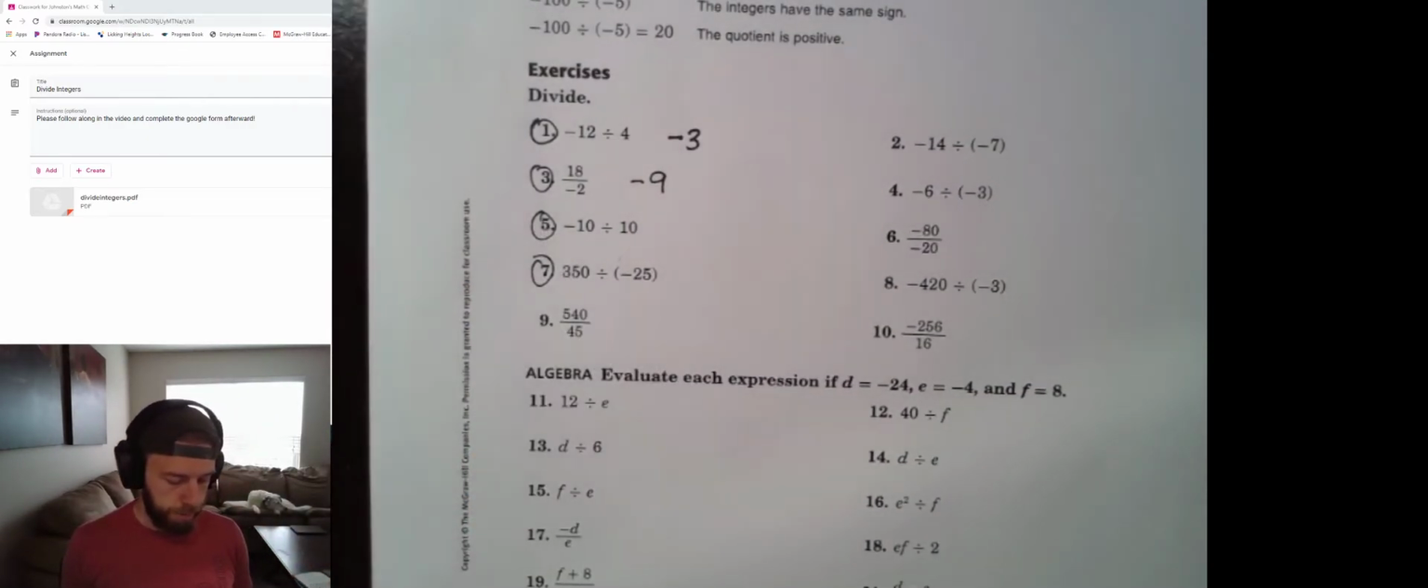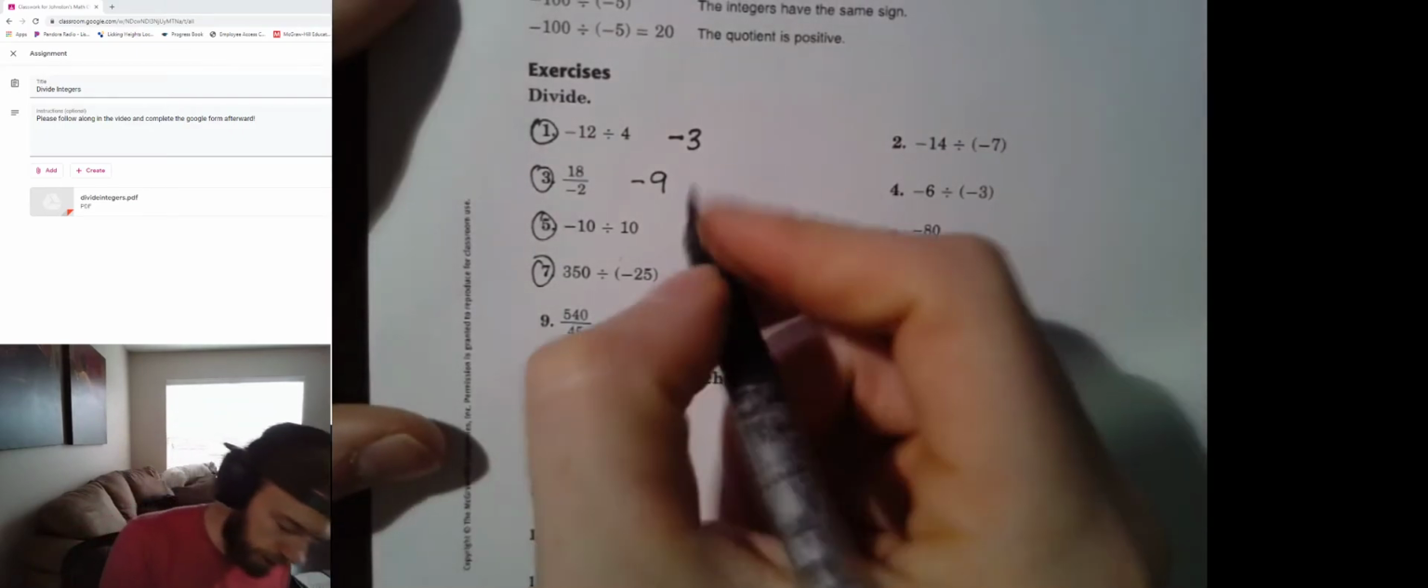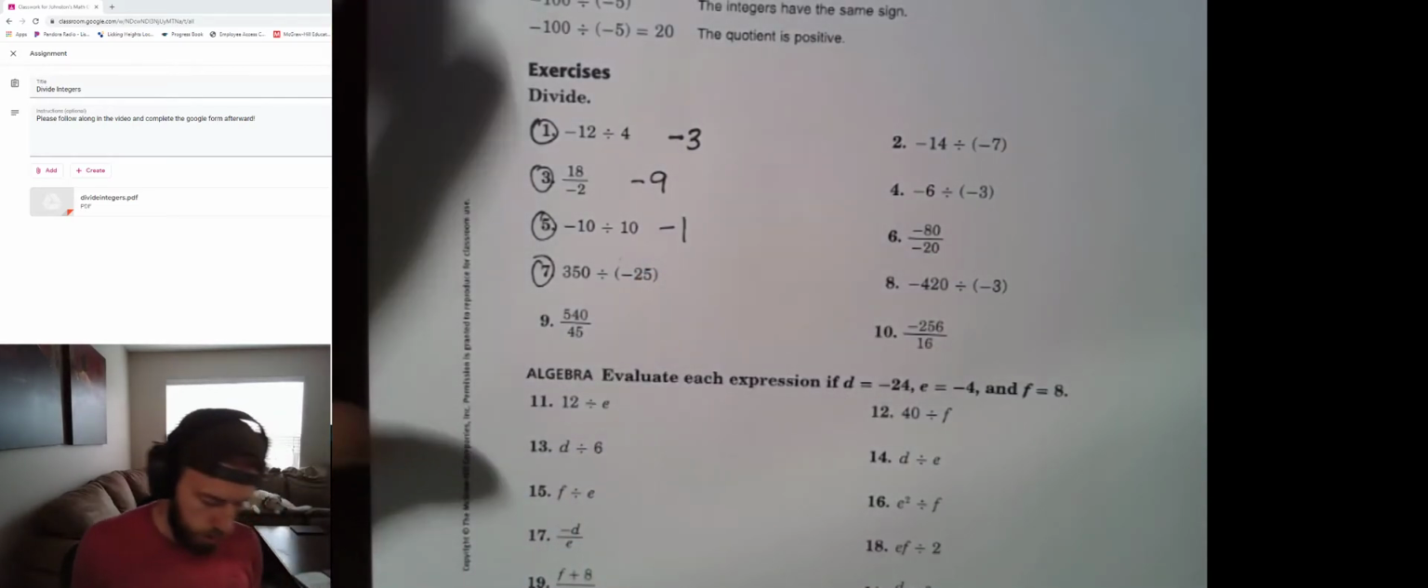Number 5. Negative 10 divided by 10. Well, 10 divided by 10 is 1. And the signs are different again, so it comes out to be negative 1.